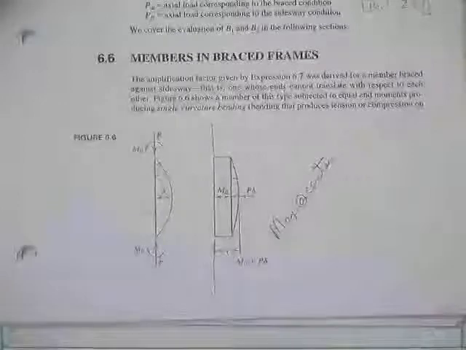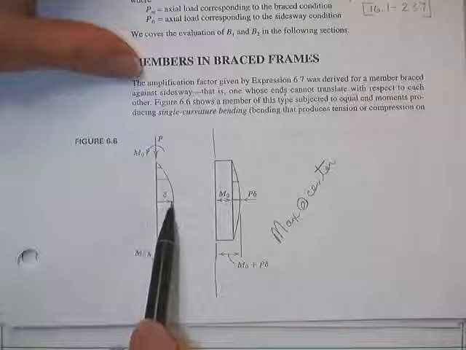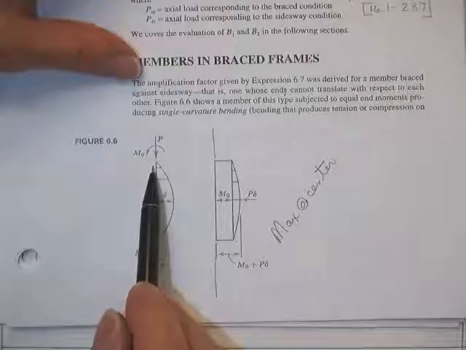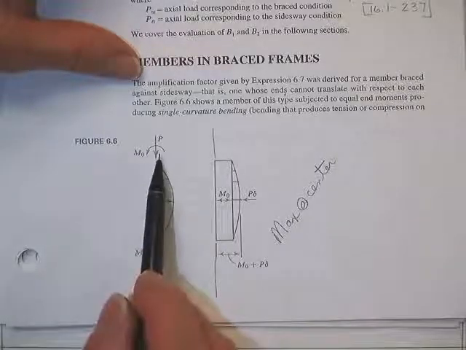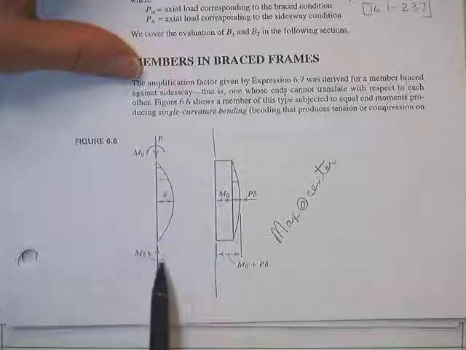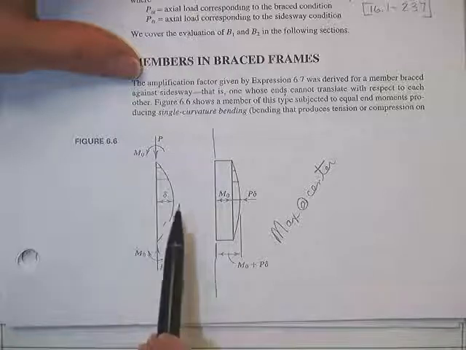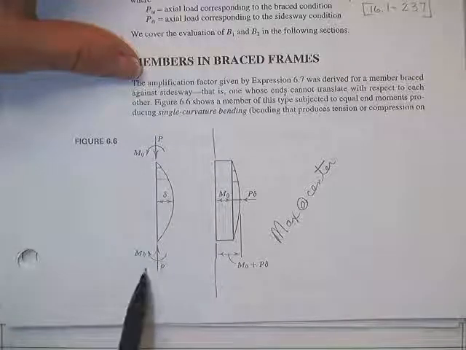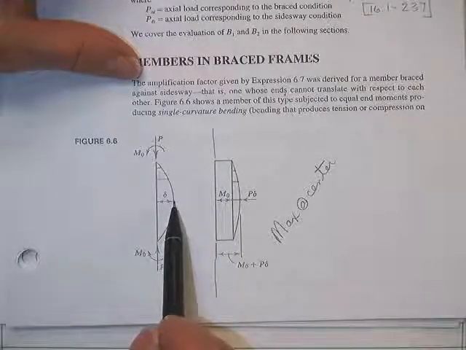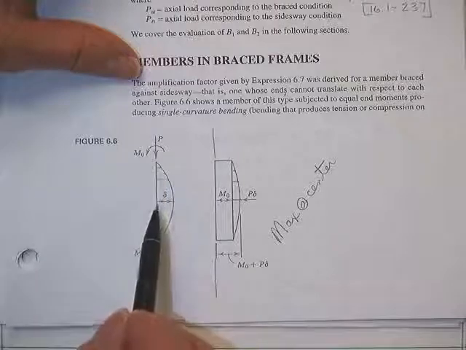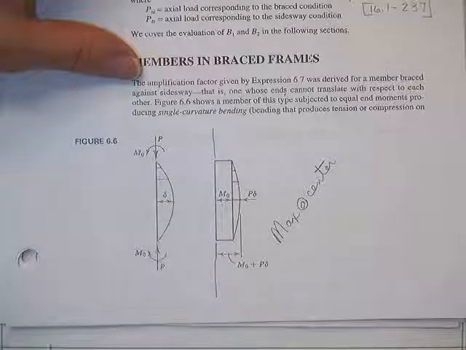Now back to members in braced frames. You derived that amplification factor, you considered it was kicked out to the side, and nothing happened except everything got worse. And because you can have moments on the end, or you could have the lateral load we showed you earlier, things are getting really worse. That's about the worst case you're ever going to have. And I'll tell you where the maximum moment's going to occur in this case. It's going to occur, if that's M0 and that's in M0 due to symmetry, it's going to act in the middle. It's at the center.